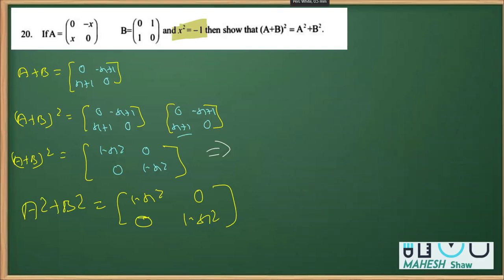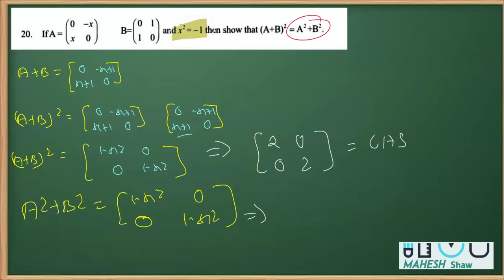Now, replacing x squared with minus 1, it is 1 minus minus 1, that is 1 plus 1, which is 2. So this is 2, 0, 0, 2. That is the LHS expansion. And over here, that is A square plus B square, replacing again x square with minus 1, that is 1 minus minus 1 is plus, so that is 2, 0, 0, 2. So that is equal to the RHS. So we got the LHS equal to the RHS in this case.